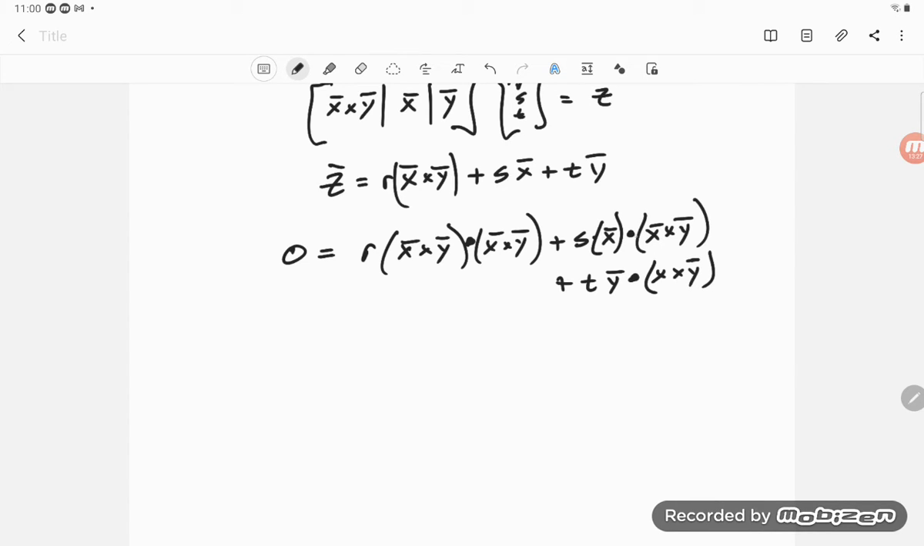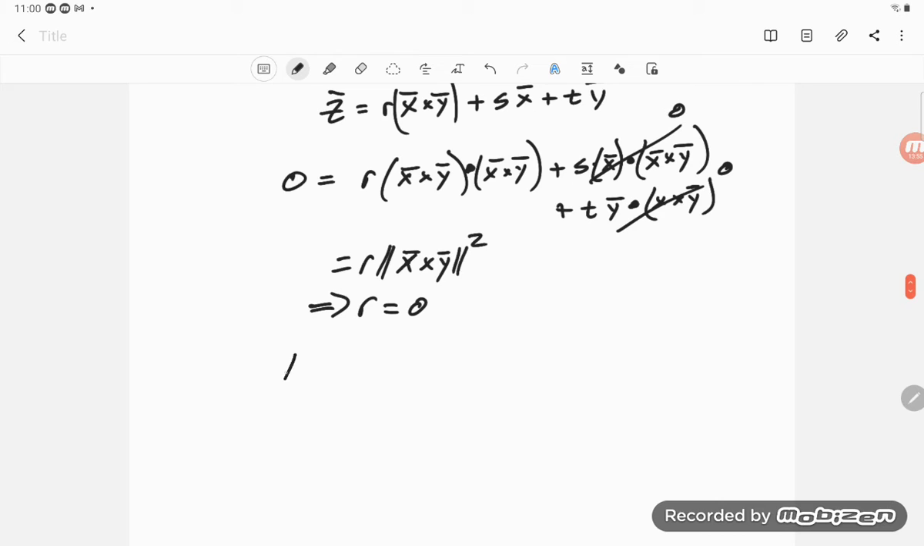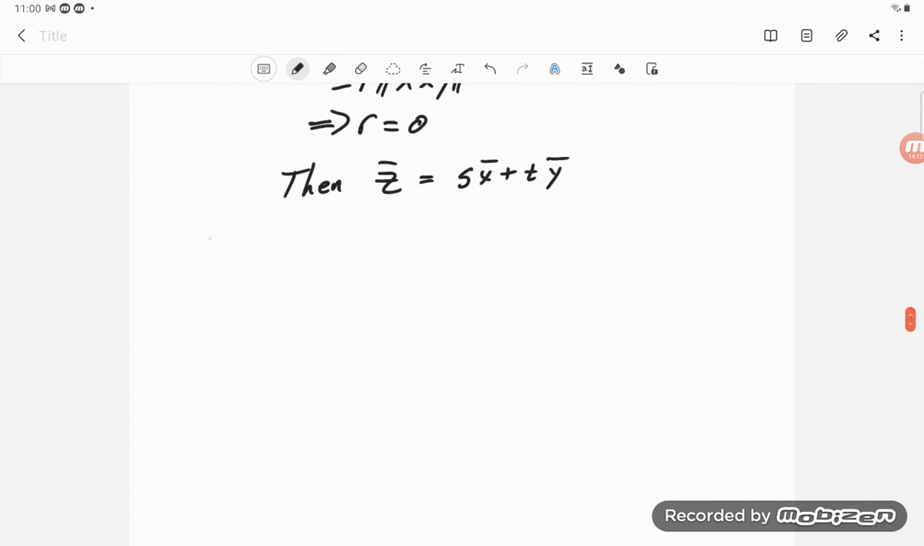Okay, but that's 0, that's 0, and so this is r times the magnitude of x cross y squared. But the magnitude of x cross y squared is greater than 0, so this implies r equals 0. But if that implies r equals 0, then that's where we get the linear combination. z is some sx plus ty. So there we have the two directions of that first one. And so then the second one, they first assume, okay, z is parallel, so they use a lambda, x cross y. Okay, so we're just assuming z is parallel to x cross y.